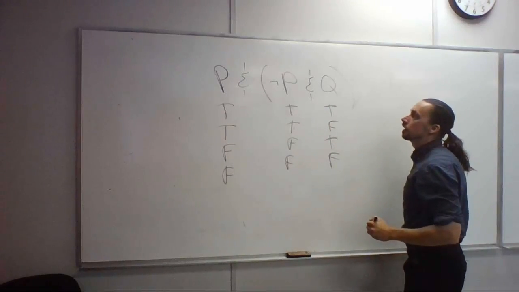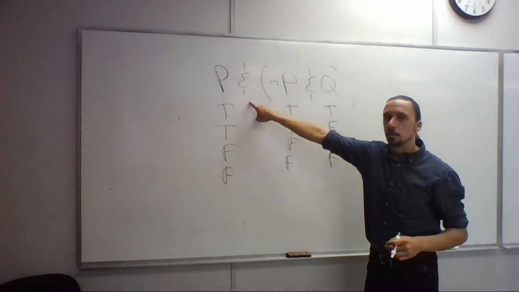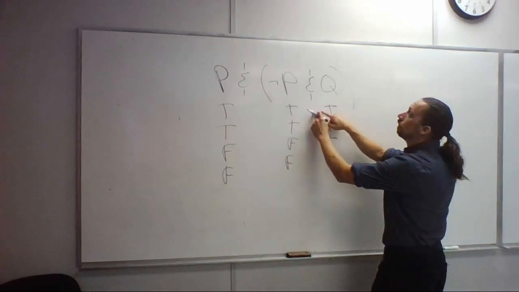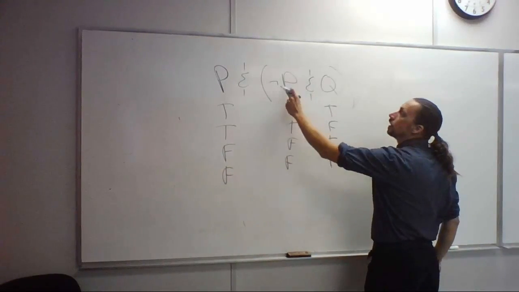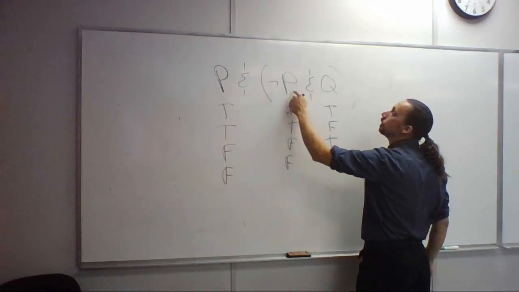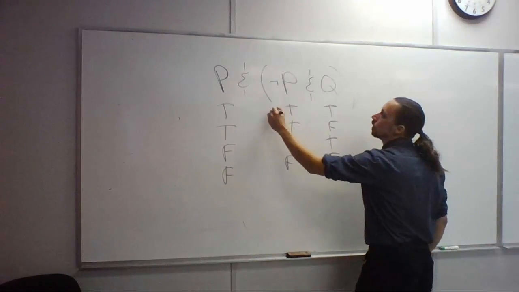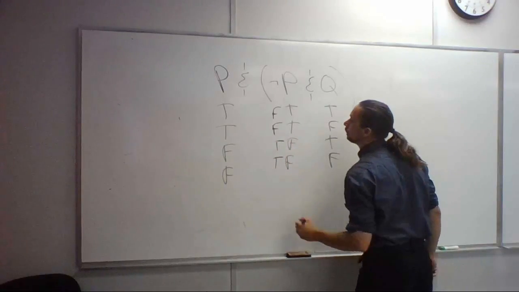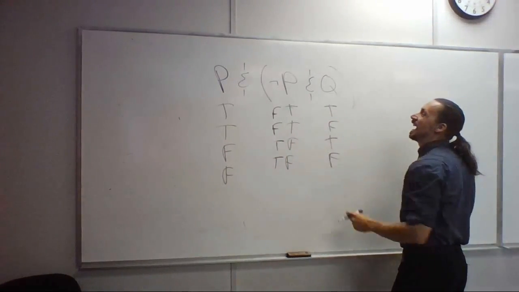What are we going to do next? What's the next one in line? It's not this one. This is the main logical operator. It's going to go last. Is it this one? No, it's not, because we want to do the not, because the and is going to take its value from not P and Q. So we're going to want to flip these values to false, false, true, true. Now we can do the and.